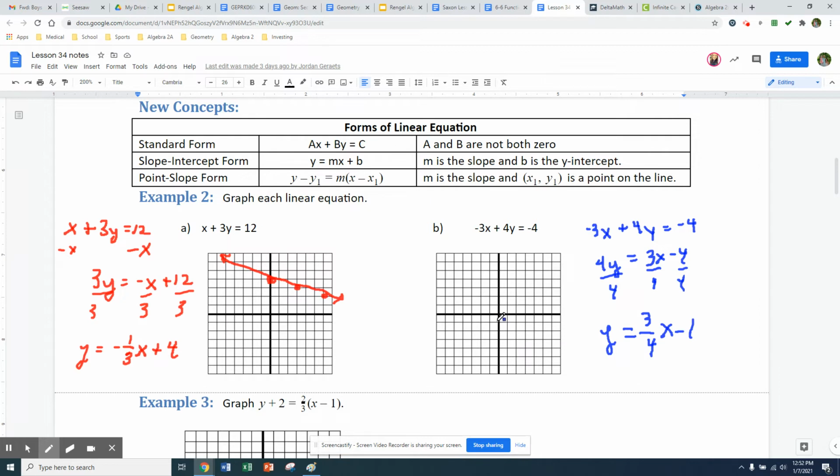Now I can go to my graph. I'll find where negative 1 is. And then I have a fractional slope like I did in the last problem. I'm going to rise 3, run 4. So I go up 1, 2, 3, over 1, 2, 3, 4. And one more point just for good measure is going to be right there. And I can start to form my line. So graphing standard form, I can rewrite my equation into slope-intercept and graph using the slope and the y-intercept.